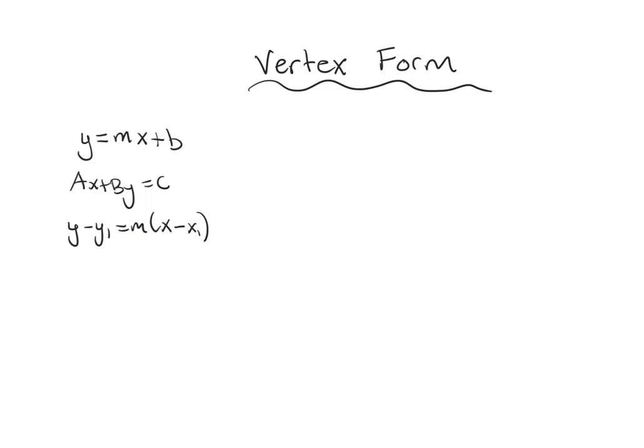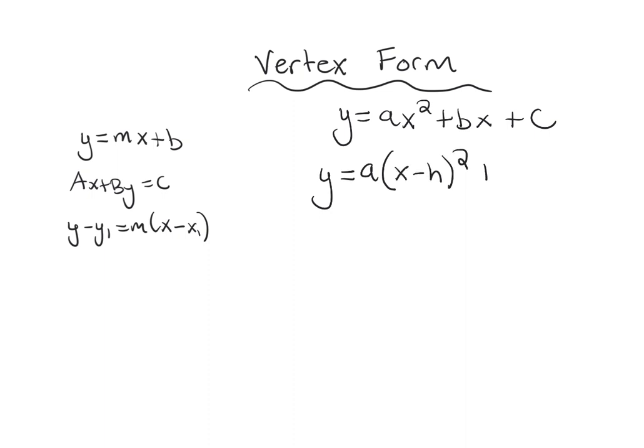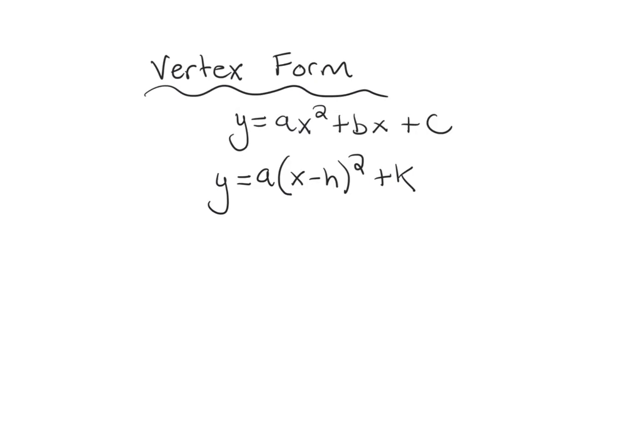Same idea with quadratics. We have been working with standard form, which is ax squared plus bx plus c. Now we're going to look at vertex form, which is a, and then in parentheses, x minus h squared, plus k. This might look confusing, but we will have numbers in for the a, the h, and the k. So here are two examples.